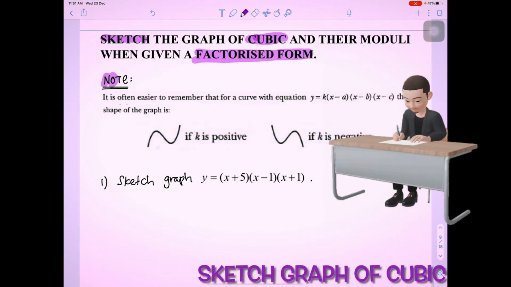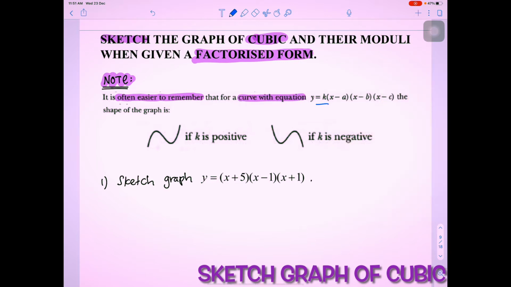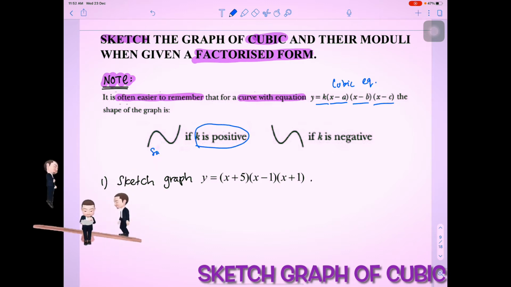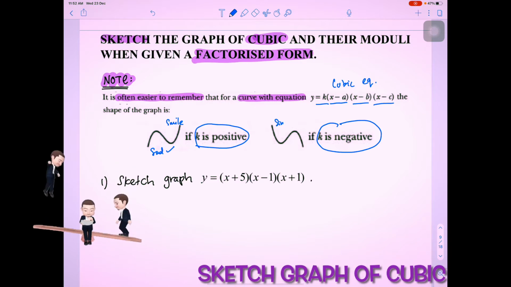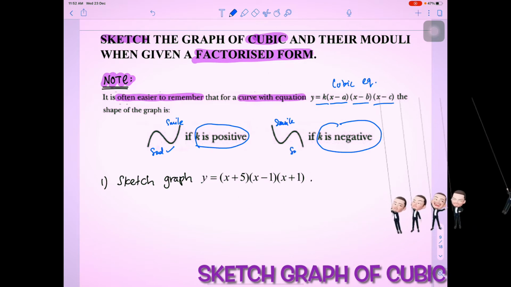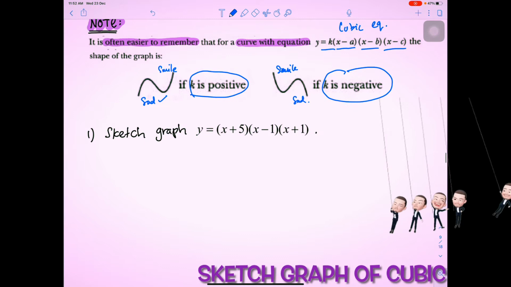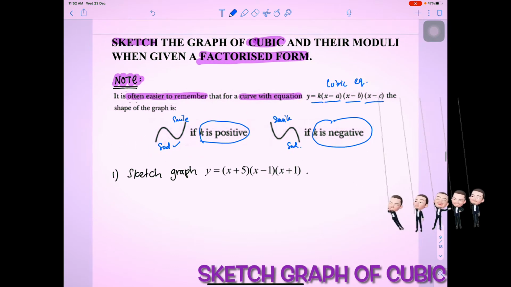But before that, please take note that it is often easier to remember that for a curve with the equation y equals k times (x minus a)(x minus b)(x minus c), which is actually a cubic equation, the shape of the graph is like this. If k is positive, what we call it, set comes first, then smile comes later. Set first and smile later. And if k is negative, smile first, and set comes later. Okay, this is how you remember how to sketch the graph of a cubic.